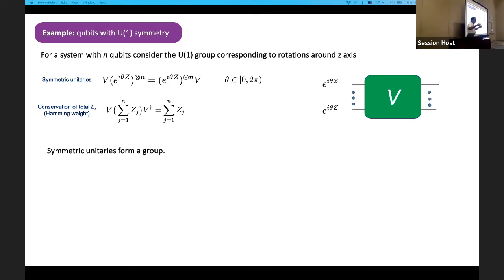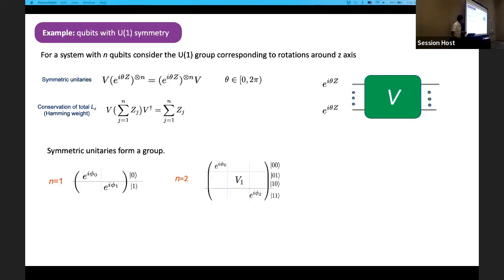And so I'm interested in unitaries that commute with the action of the group here, or equivalently, unitaries that preserve angular momentum in the Z direction, or the sum of Pauli Z operators. Okay, so just to have some example in mind, in the case of n equal to 1, this will be all diagonal unitaries.